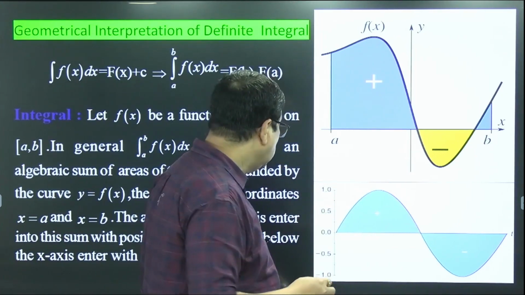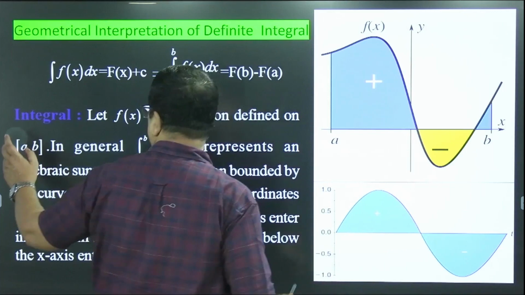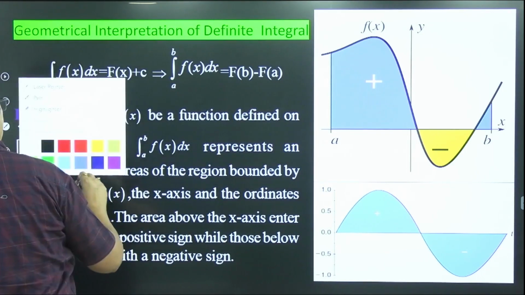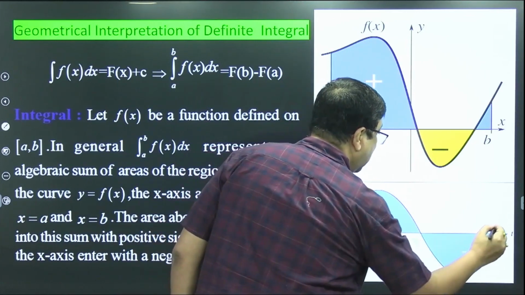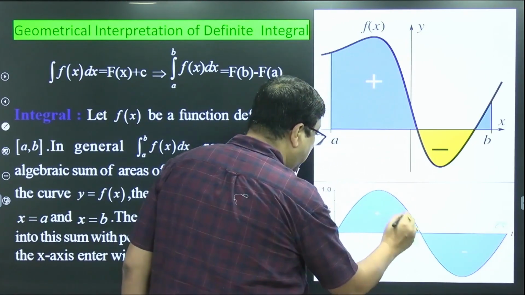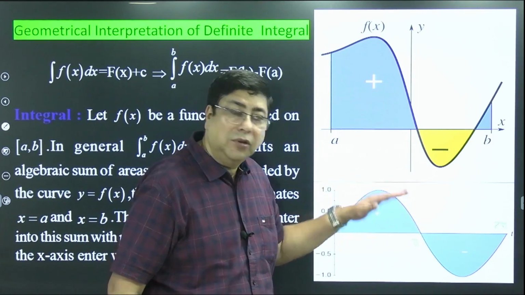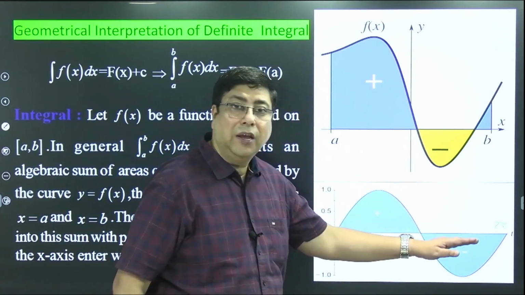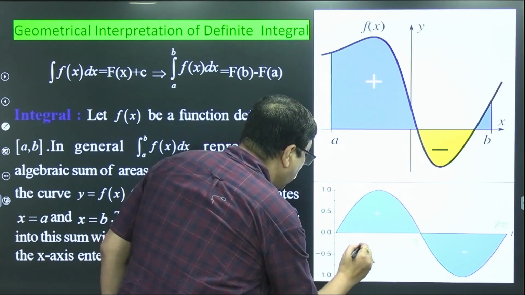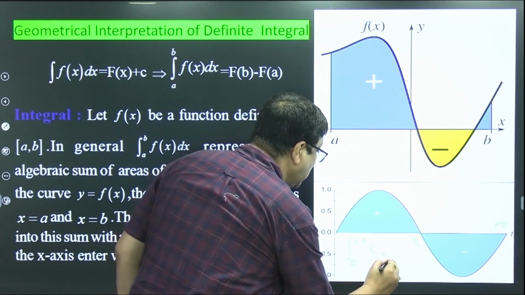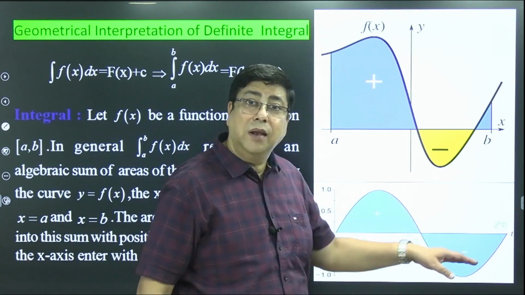For example, if we see the sin x curve, this is 0 to pi and this is pi to 2 pi. Between 0 to pi, the sine curve is above the x-axis. It means this is positive and the lower part will be negative. So if we take the definite integral 0 to 2 pi of sin x, the answer should be 0 because the upper half is cancelled by the lower half.